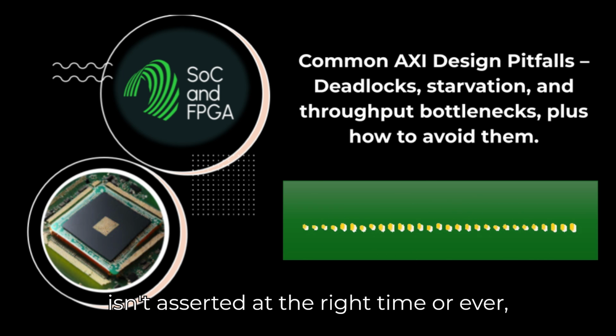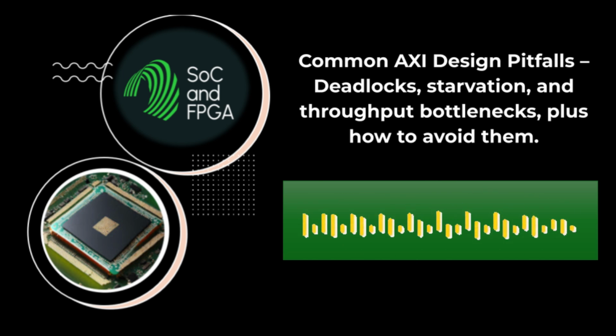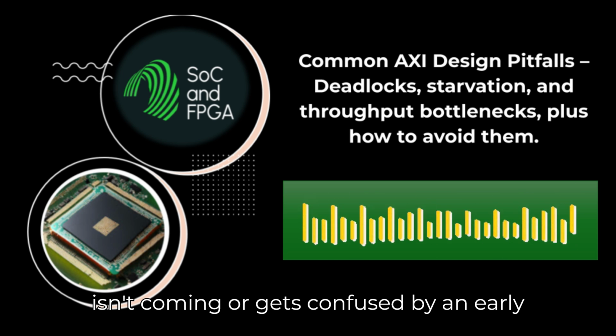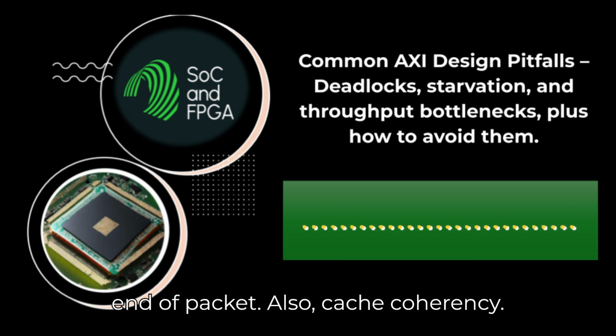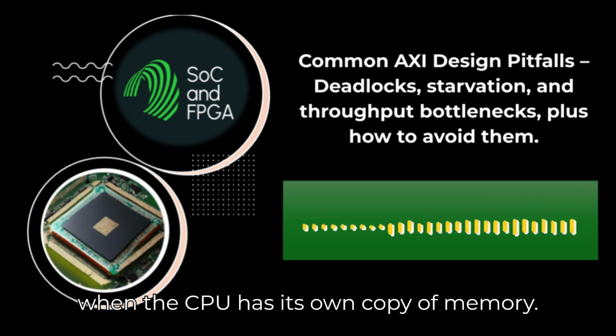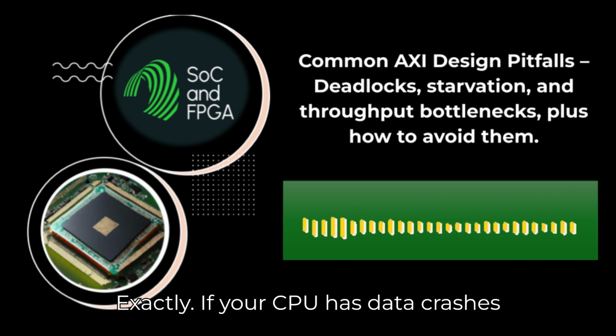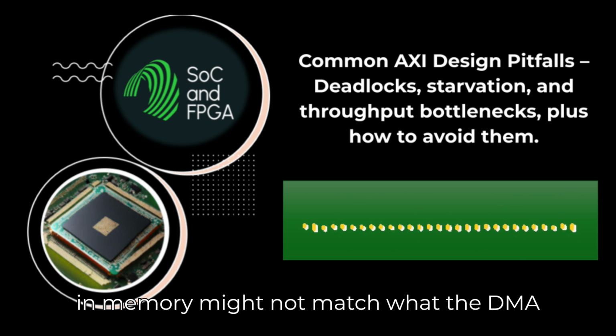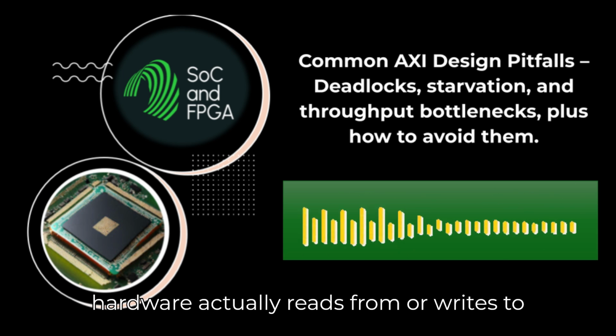Or if last isn't asserted at the right time, or ever, the DMA just waits forever for data that isn't coming, or gets confused by an early end of packet. Also, cache coherency. This gets people all the time. Caches. When the CPU has its own copy of memory. Exactly. If your CPU has data caches enabled, the data the software thinks is in memory might not match what the DMA hardware actually reads from or writes to main memory.